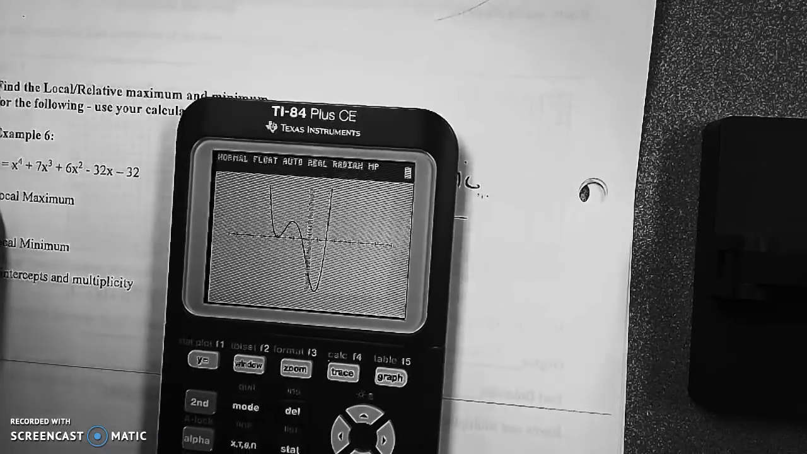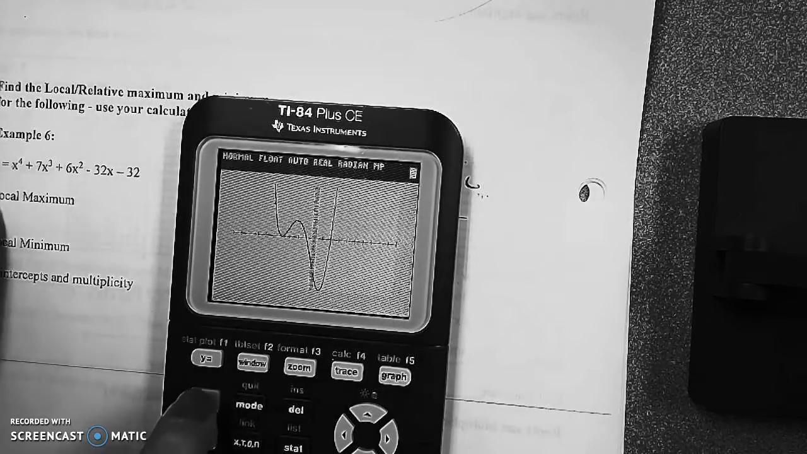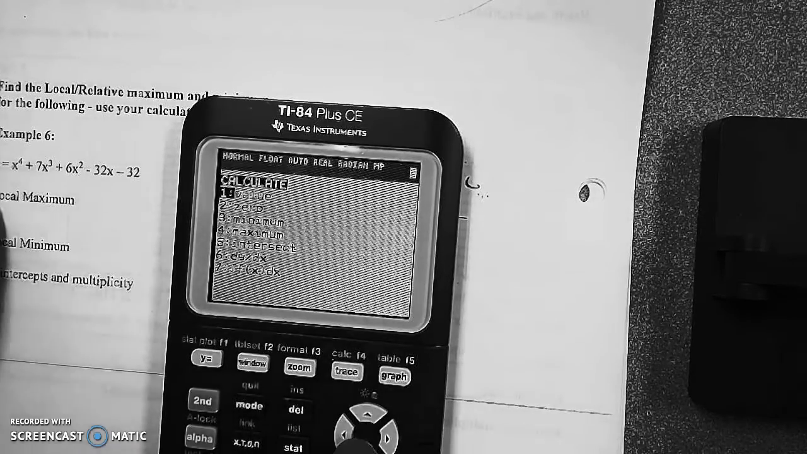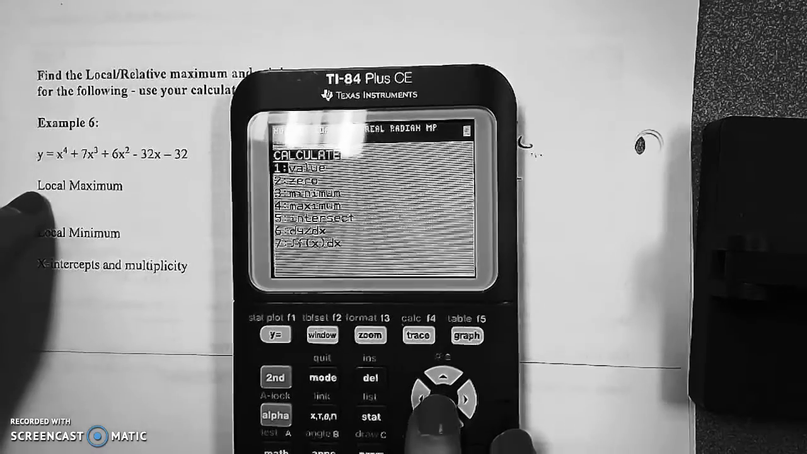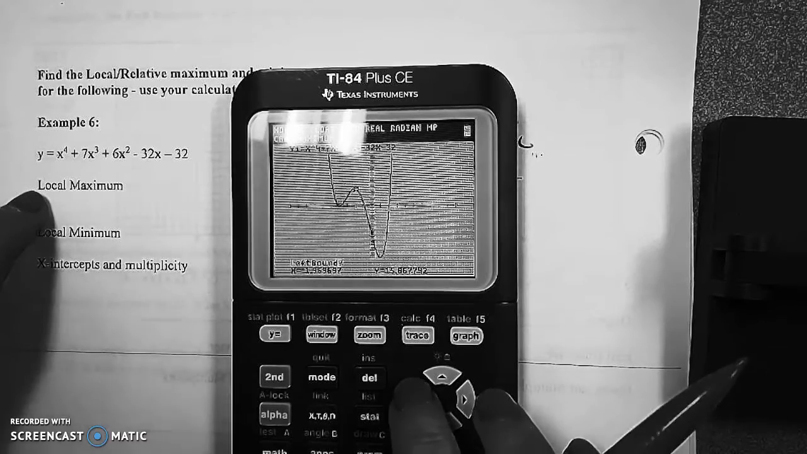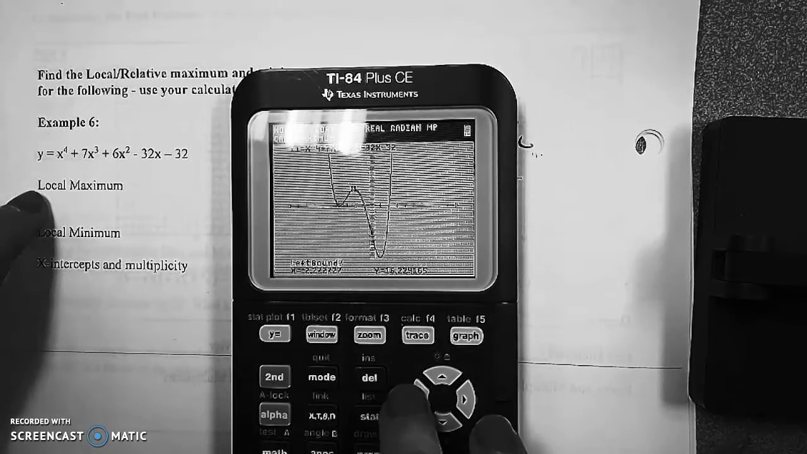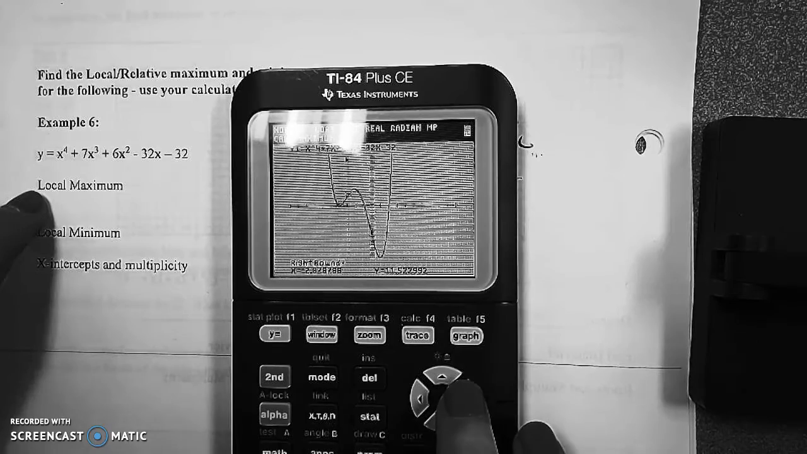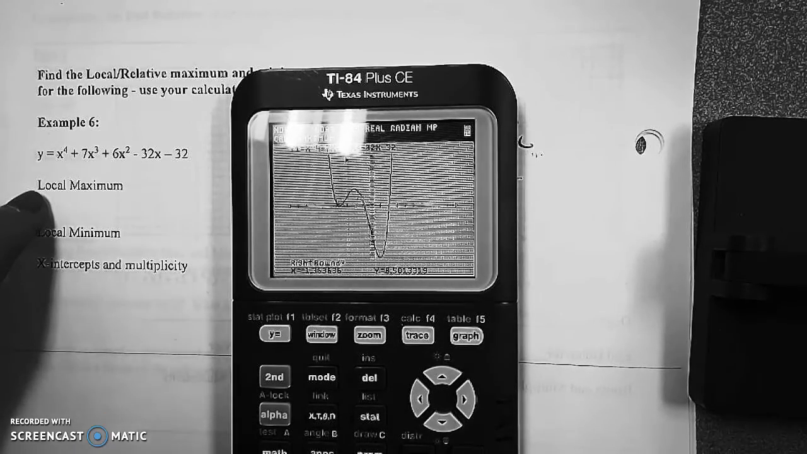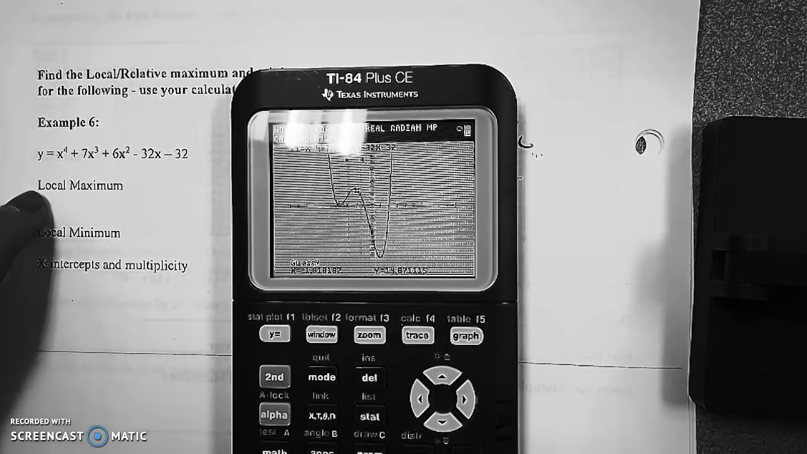It says, what is the local maximum? And so I have one local maximum here, which means I need to go to second, calculate, and this is the same way that you found a vertex on a quadratic, and I'm going to go to maximum. I like to put my calculator cursor on top of that maximum. And so it says left bound. Move your cursor to where you're just a little to the left of that maximum and hit enter. Right bound. Move it to the right hand side of that maximum, hit enter again. And for guess, you just go on top of it and hit enter one more time.